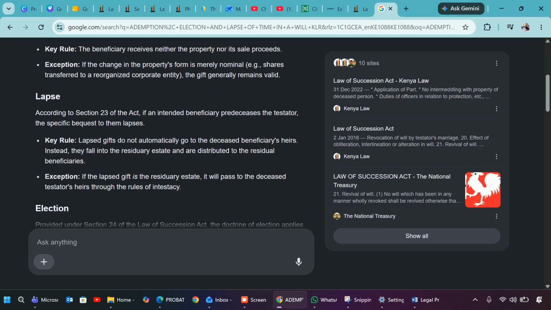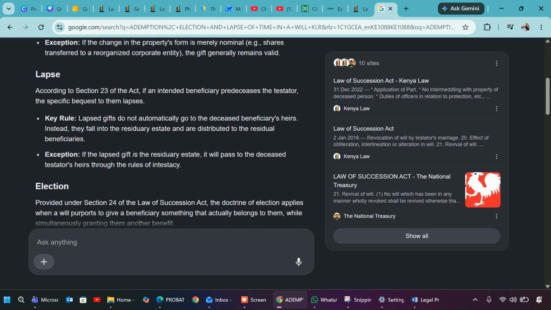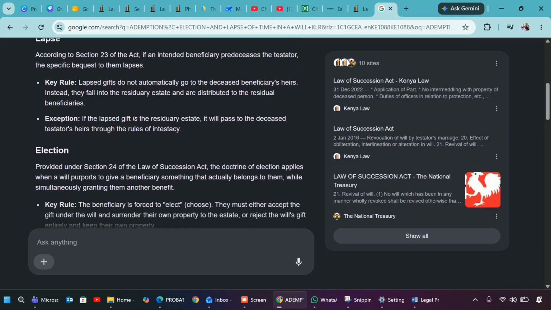Then what is lapse? According to Section 23 of the Act, if an intended beneficiary predeceases the testator, the specific bequest to them will lapse. And the key rule is that lapsed gifts do not automatically go to the deceased beneficiary's heirs. Instead, they fall into the residuary estate and are distributed to the residuary beneficiary. There is an exception. If the lapsed gift is the residuary estate, it will pass to the deceased testator's heirs through the rules of intestacy.